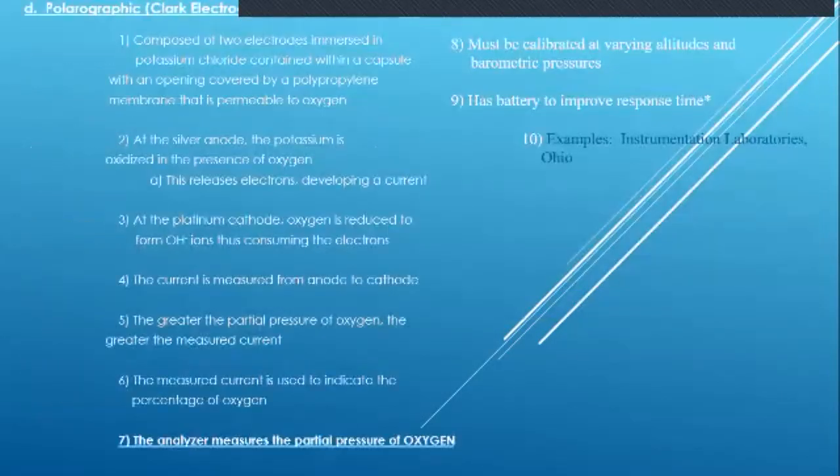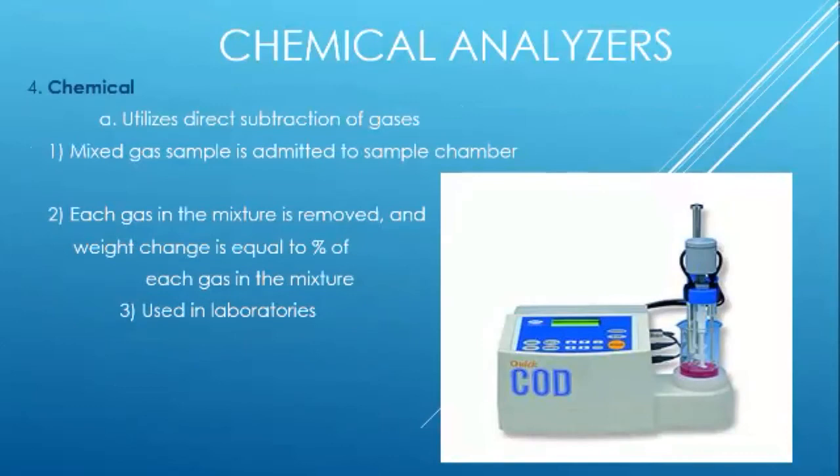And then finally, number four is the chemical analyzers. And the chemical analyzers measure what? Percentage of gas mixture. There you go. Those are the four oxygen analyzers.